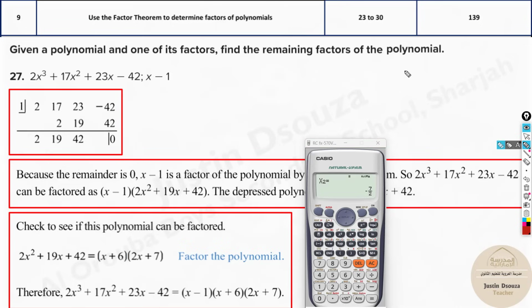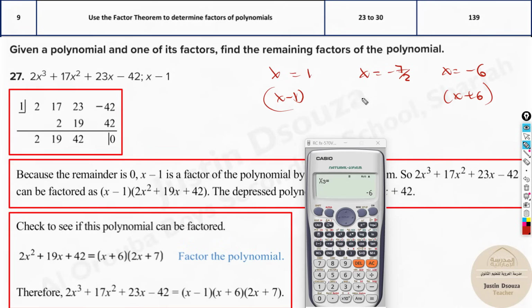Now this one, I'll write it out. First one, x is equal to 1, x is equal to negative 7 by 2. Let me write the other one also. Lastly, it's minus 6. X is equal to minus 6. Now these are very simple. It will be x minus 1 as a factor, x plus 6 as one more factor.